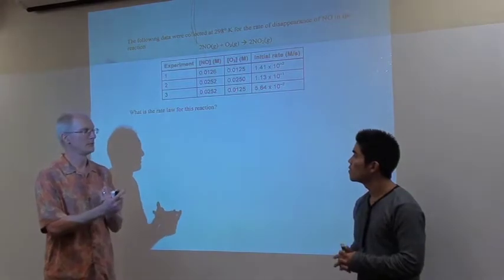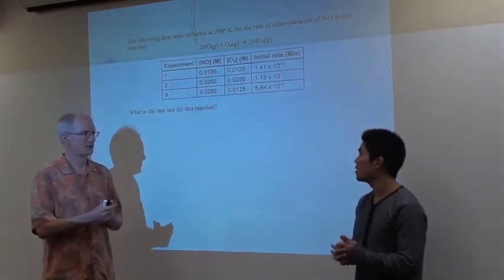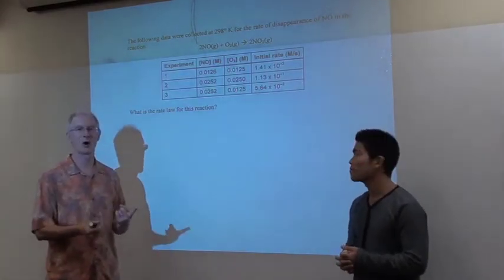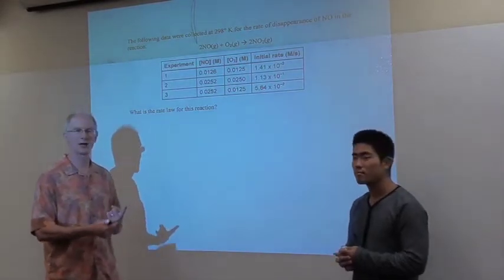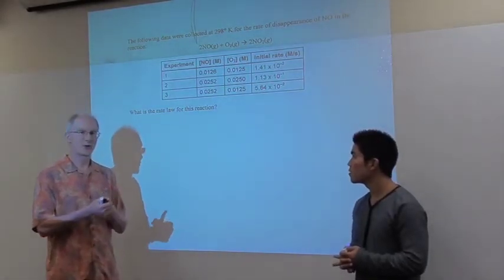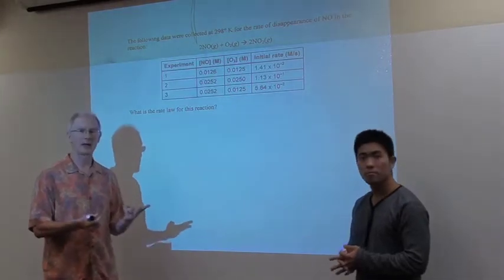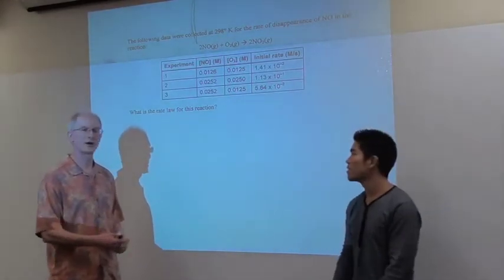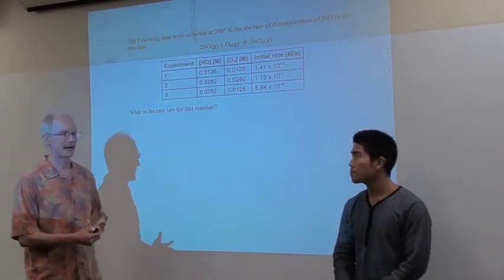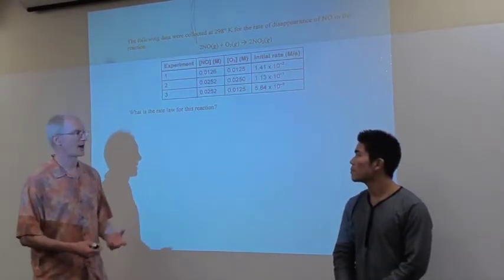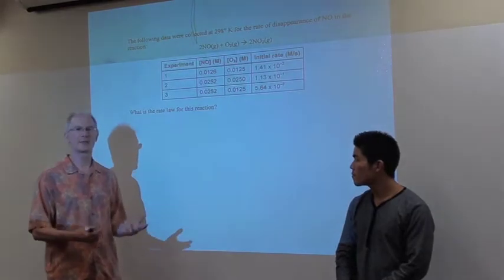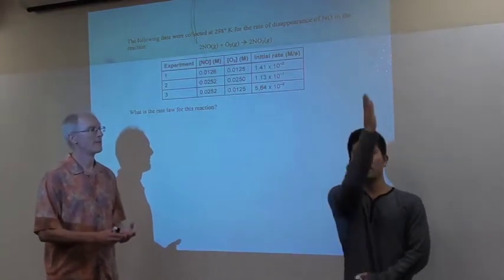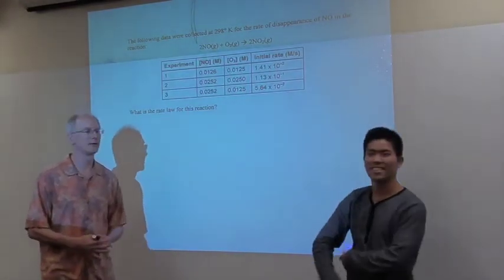Zero order means it's not dependent. It doesn't depend on the concentration of that component, so you can change it all you want, you're not going to change the rate. First order means there's a linear dependence, like a straight line. You double the concentration, you double the rate. And then a second order dependence, you double the concentration and you quadruple the rate.